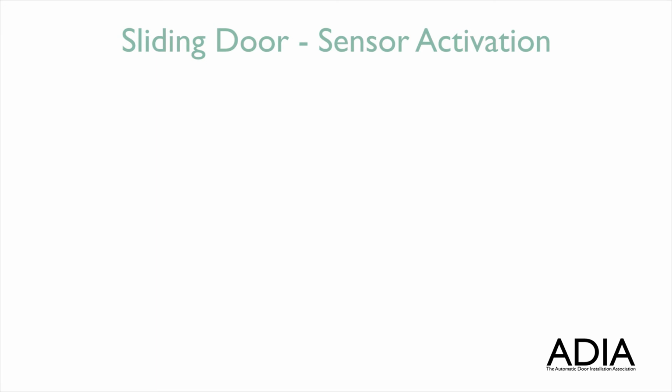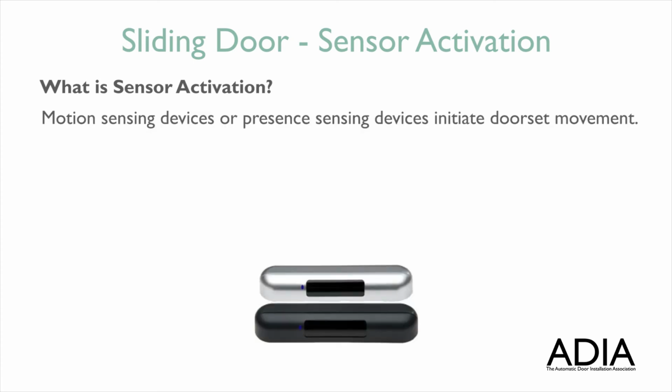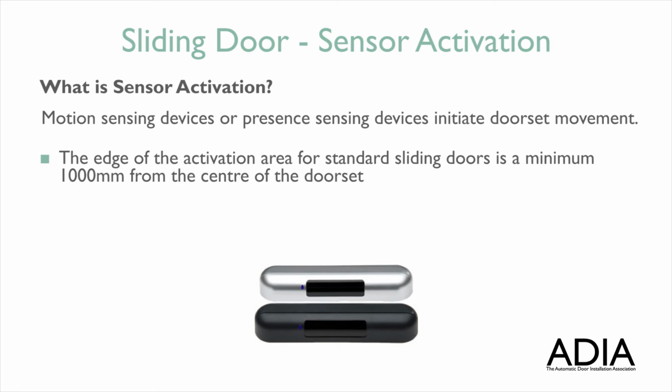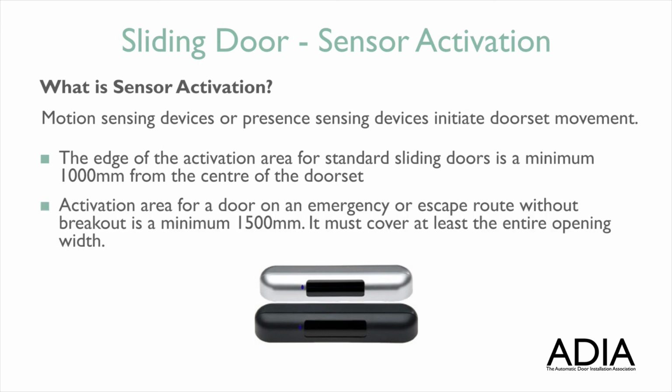Sensor activation. What is sensor activation? Motion sensing devices or presence sensing devices initiate door set movement. The edge of the activation area for standard sliding doors is a minimum of 1000 mm from the centre of the door set. The activation area for a door on an emergency or escape route without breakout is a minimum of 1500 mm. It must cover at least the entire opening width.